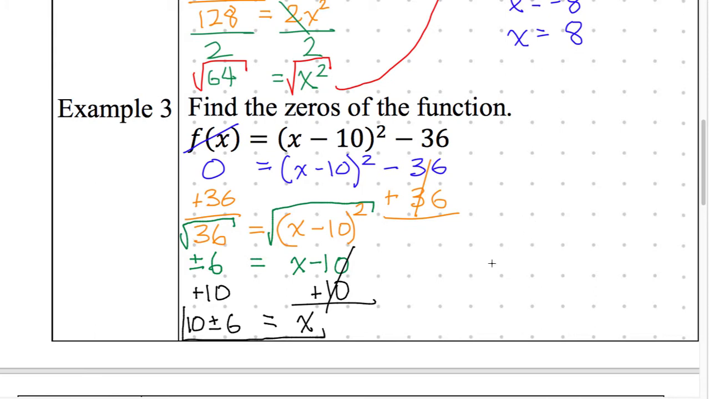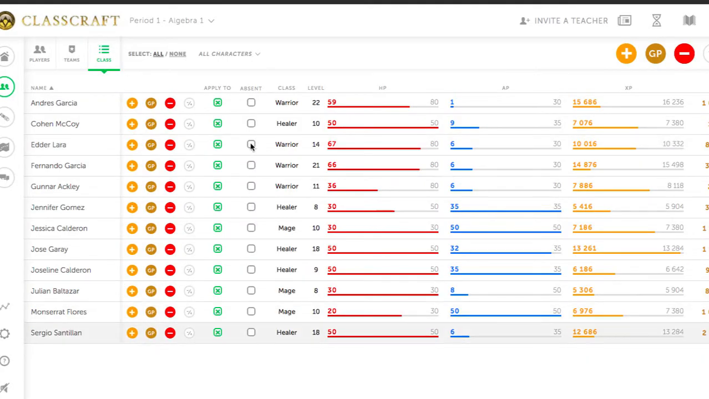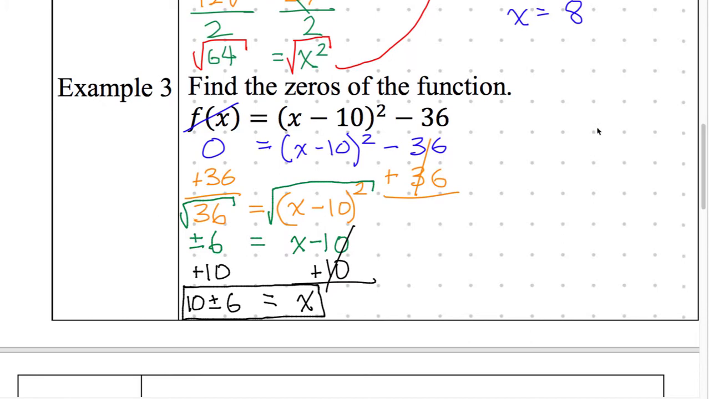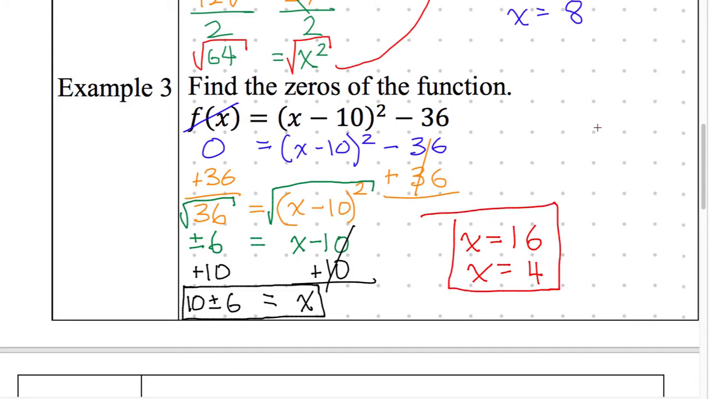That's good enough for me. But on Khan Academy, usually they do like their 2 answers. So what are those 2 answers? Someone else. Thank you, Sergio. What are the 2 answers that you get from doing plus or minus 6? So 10 plus or minus 6. Yeah, Jose. So x is equal to 16 is when you add, and x is equal to 4 when you subtract. There they are. Our 2 answers are also those. Thank you, Jose.